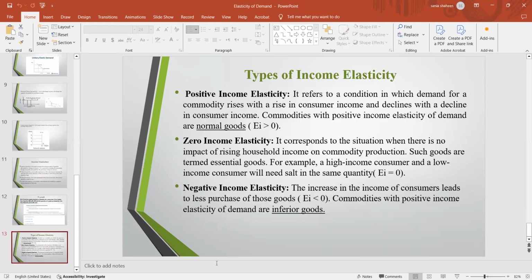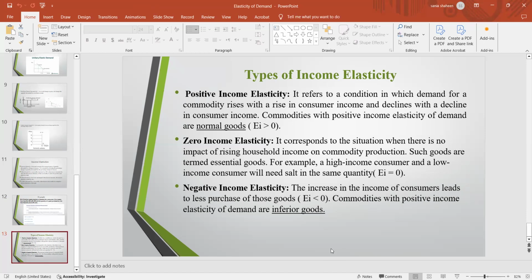So there are different types of income elasticity. Positive income elasticity explains the condition in which demand for a commodity rises with the rise in the consumer income and declines with the decline in the consumer income. In that case, the income elasticity of demand is always positive, and this would be the case of a normal good.